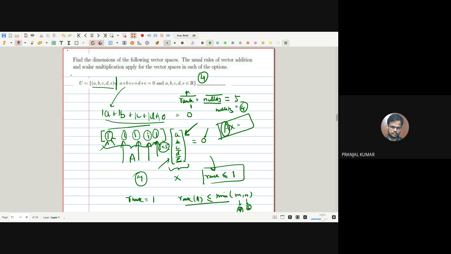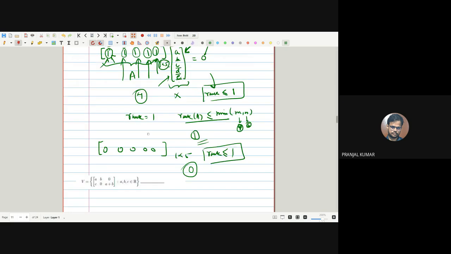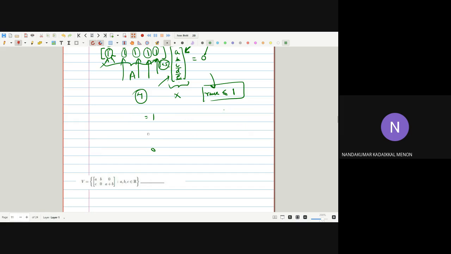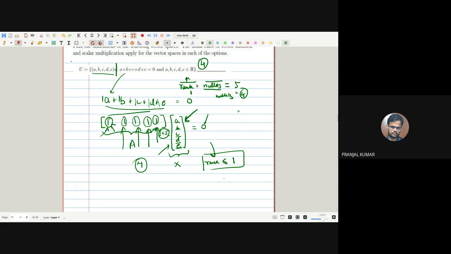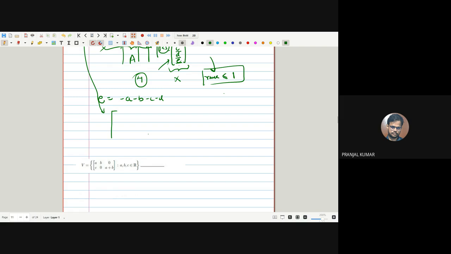If you are not comfortable with this, then there is another way. So what do we do? Whatever equations are given here, you pick them up and you express one of the variables as a combination of the other variables. So this would be e equals minus a, minus b, minus c, minus d, from this equation. Now you need to write this general vector down. So I know there's a, b, c, d, and e. In place of e, I can write minus a, minus b, minus c, minus d.